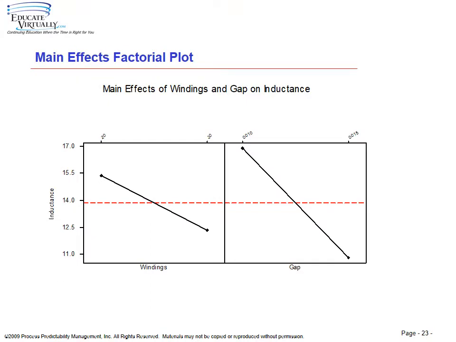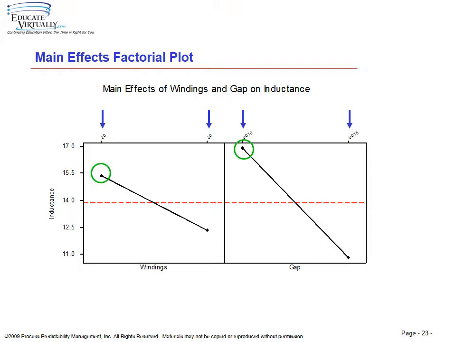Let's review the main effects factorial plot. We can see that we have windings and gap distance plotted. Let's take a look at the windings plot. It shows a windings number of 20 windings and 30 windings, and then we've plotted the average inductance values based on those settings of the factor windings, which is our factor A. We can see that when we're at 20 windings, we have the highest inductance value. When we look at the gap distance, we have settings of 10 thousandths and 15 thousandths. And notice that when we are at 10 thousandths, we have our highest inductance value.